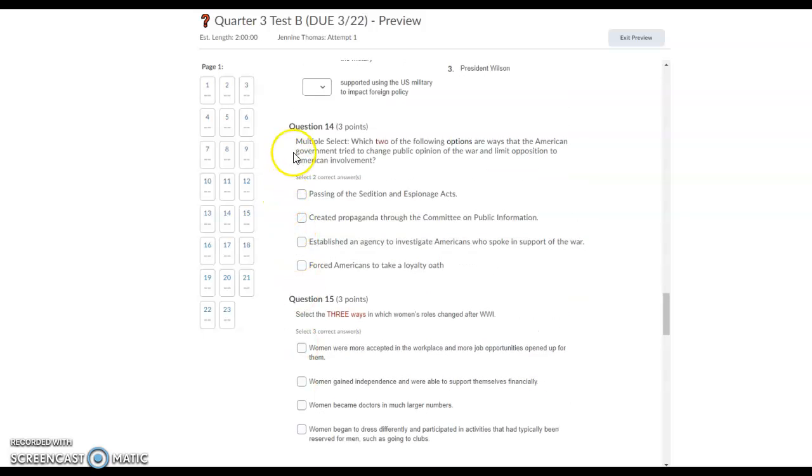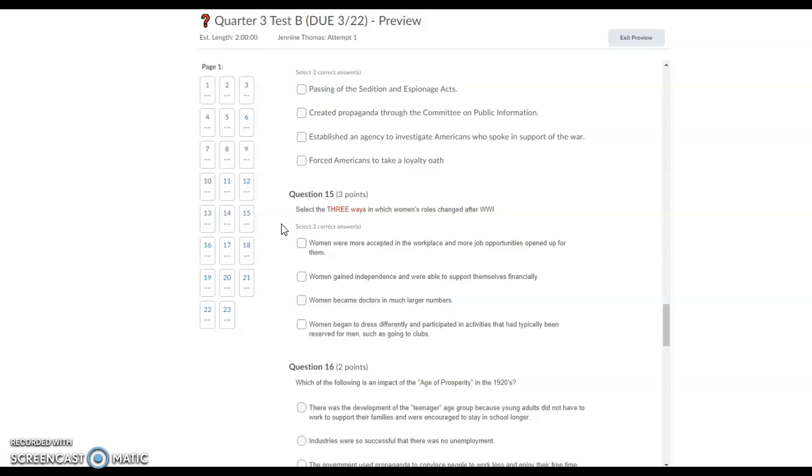Question 14, multiple select. Which two of the following options are ways that the American government tried to change public opinion of the war and limit opposition to American involvement? Passing the Sedition and Espionage Acts, creating propaganda through the Committee on Public Information, establishing an agency to investigate Americans who spoke in support of the war, forced Americans to take a loyalty oath.